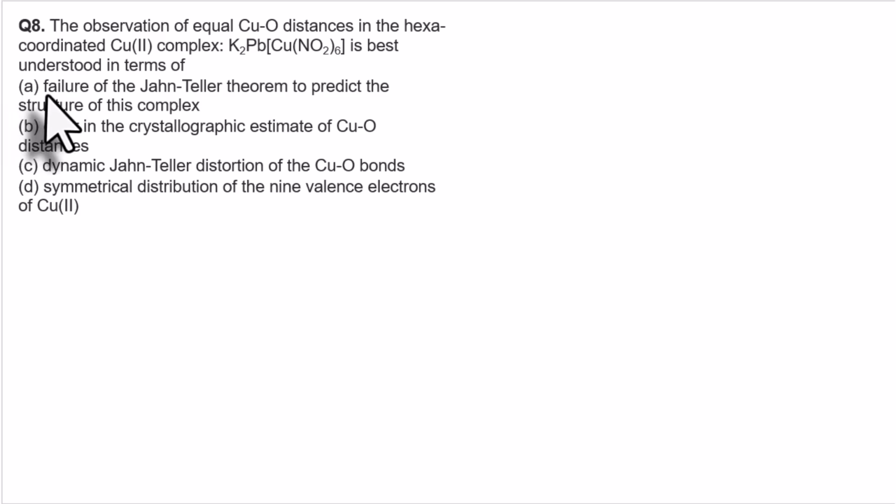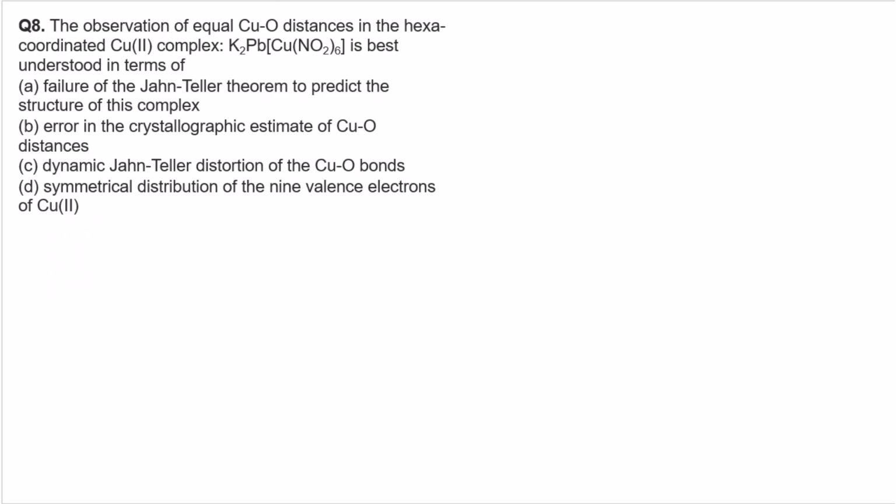Option A says failure of the Jahn-Teller distortion theorem to predict the structure of this complex. Option B says error in the crystallographic estimate of Cu-O distances. Option C says dynamic Jahn-Teller distortion of the Cu-O bonds. And option D says symmetrical distribution of the 9 valence electrons of Cu2+.